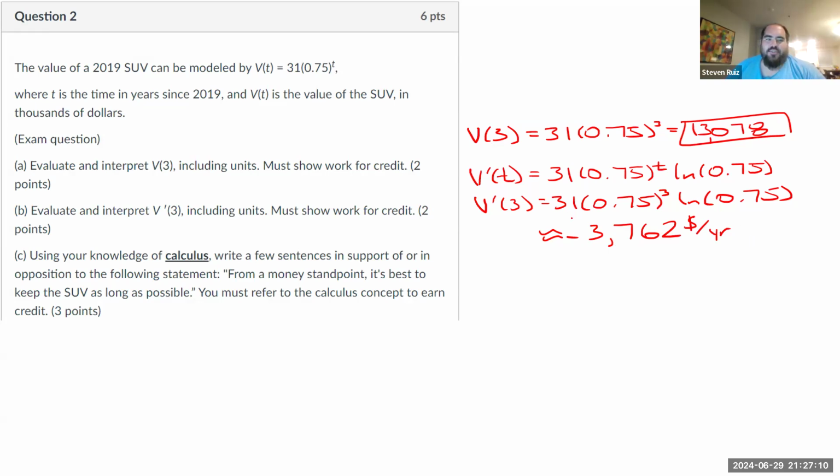So basically in 2022, at that instant, so let's say the beginning of 2022, this SUV is decreasing in value at an instantaneous rate of $3,762 per year. So this is part B. And then part C, using your knowledge of calculus, write a few sentences in support of or in opposition to the following statement: from a money standpoint, it's best to keep the SUV as long as possible.